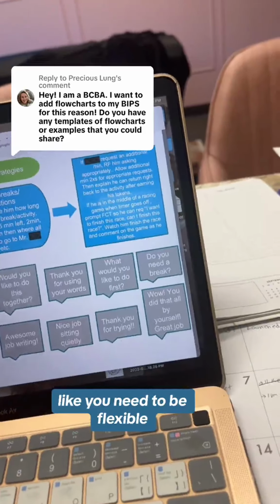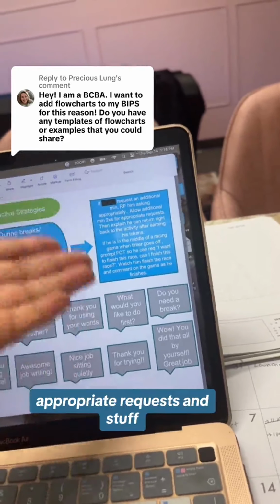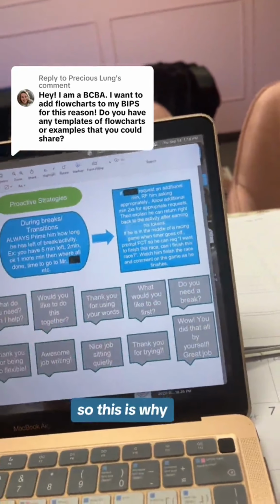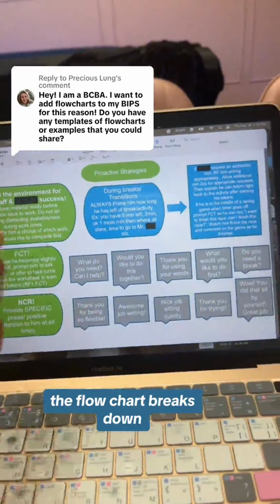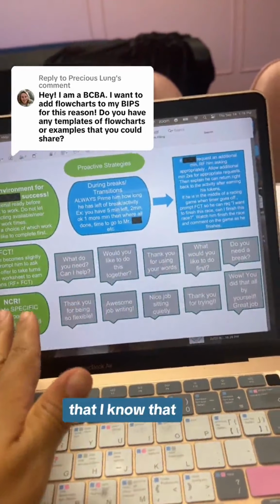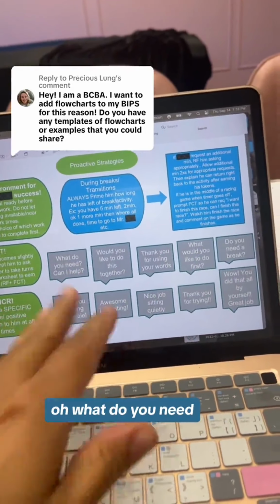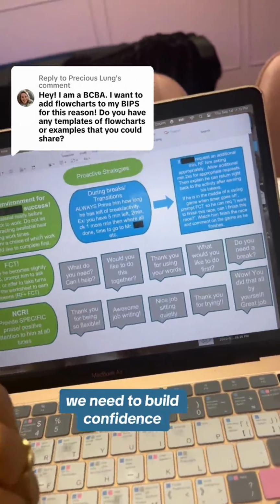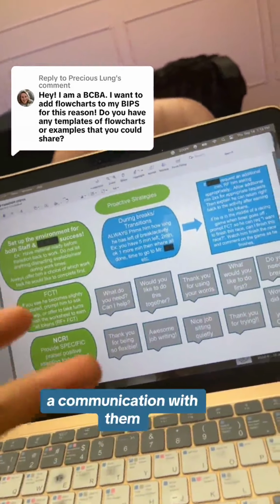You need to be flexible so that not only are you shaping appropriate requests, but you're also building his tolerance, and you're building rapport with your learner. So this is why the flowchart breaks down, and I give multiple examples, because these are all things that I know he needs help with. Oh, what do you need? How can I help you? Want to do this together? Thank you for using your words. You need to thank them. We need to build confidence and trust and communication with them.